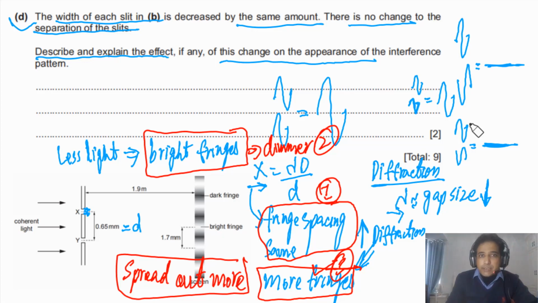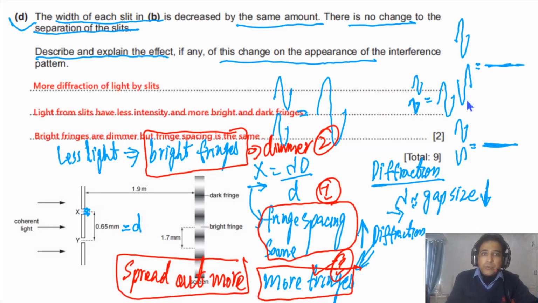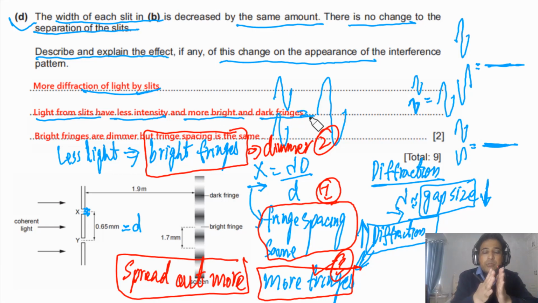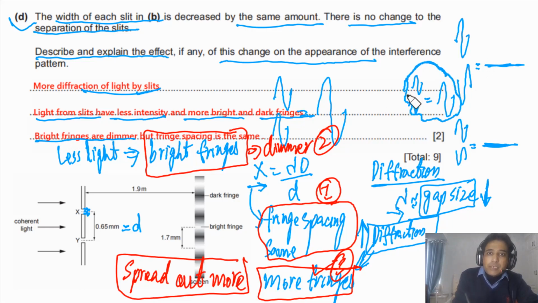Now let me show you the answer. For the answer of this question, you can simply write down these points. The first point: more diffraction of light by the slits, because the gap size decreases and the wavelength is the same, so there is more diffraction. So that is one point you can mention. Light from the slits has less intensity, meaning less light is coming out, and there are more bright and dark fringes, because the light will spread out more. Bright fringes are dimmer because, as we mentioned here, less light is coming, so the resultant wave will have a smaller amplitude.